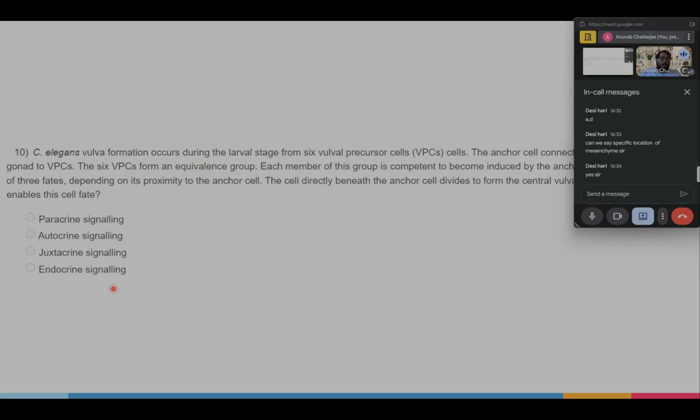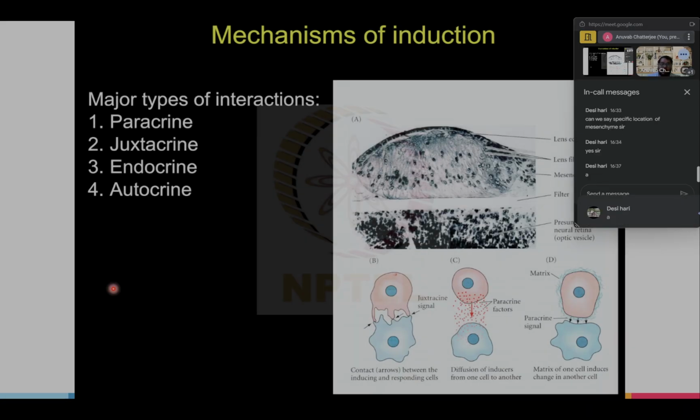So any clue about this one? Okay, so let us just look at it. This here says it is A, paracrine signaling. Okay, good. So let us look at what different types of signalings are.